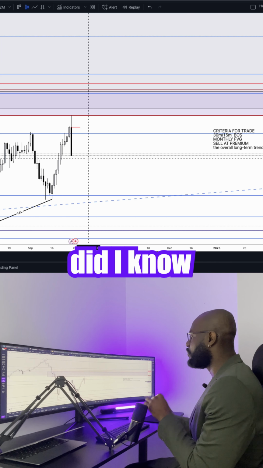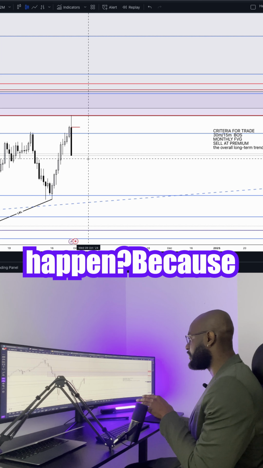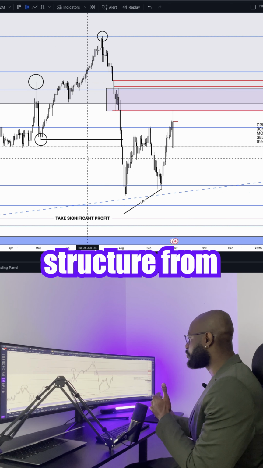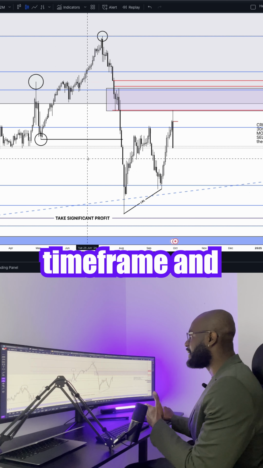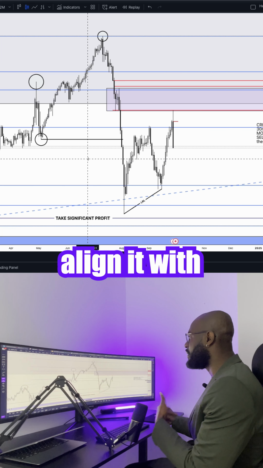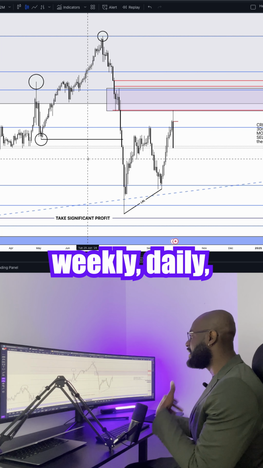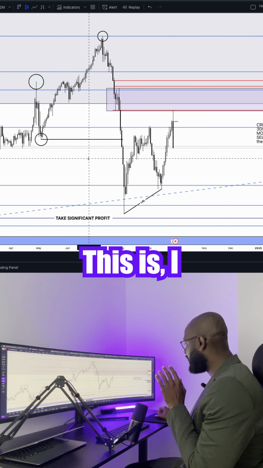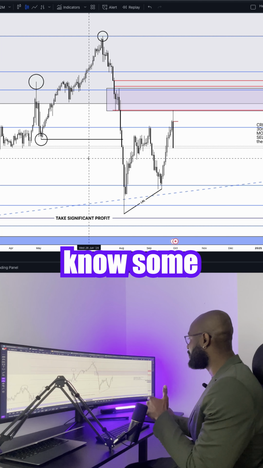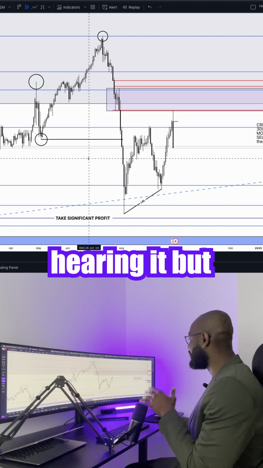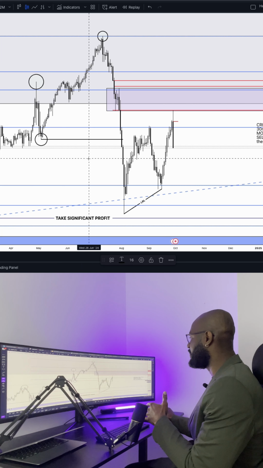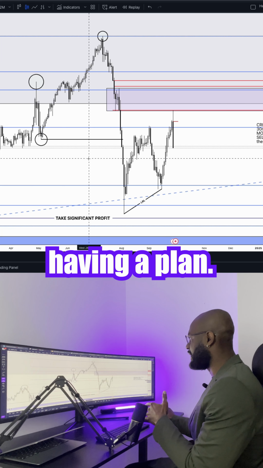Why did I know that this was going to happen? Because I understood the market structure from the 12-month time frame, and I was able to align it with monthly, weekly, daily, 4-hour. I keep saying this, and I know some people might be tired of hearing it, but this is, in my opinion, the holy grail in trading: having a plan.